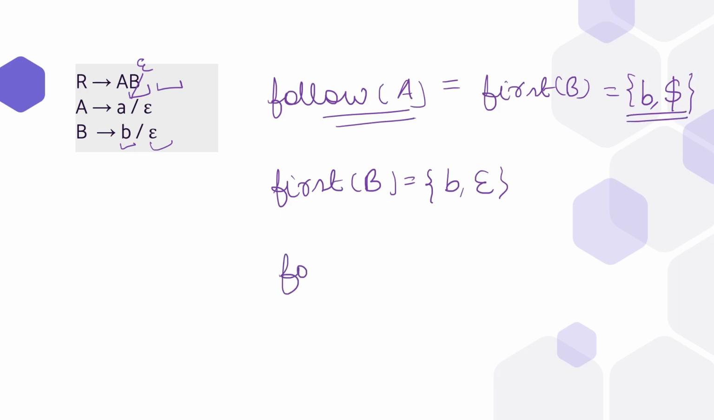Now let's find the follow of B. Okay, so here you can see that no string is following B. That's why the follow of B will be dollar. This is how we find out first and follow.